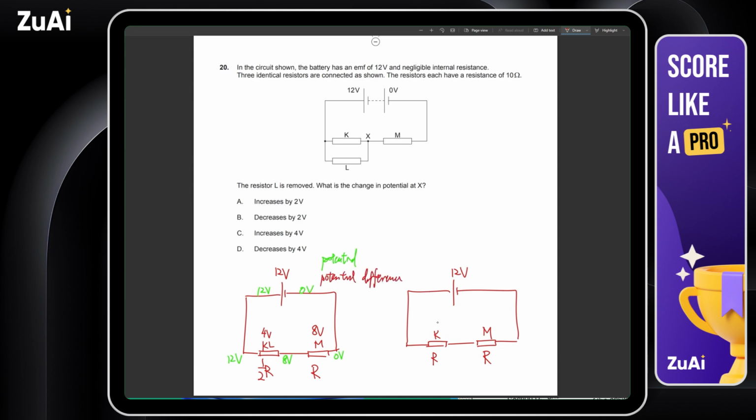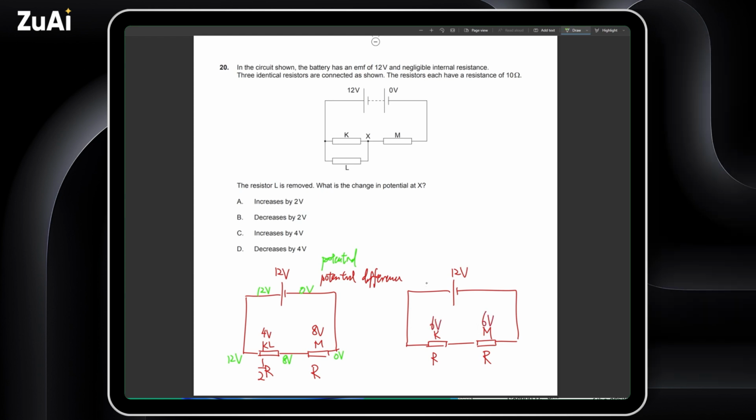The same goes for the right hand side. As these two resistors K and M are completely the same, they will share the potential difference equally, 6 volts each. The potential on the left hand side of the cell is 12 volts, on the right hand side of the cell is 0 volts. So it's dropped by 6 down to 6 volts, and then it dropped by 6 down to 0 volts. You can see that the potential at point X is reduced from 8 volts to 6 volts, so it's dropped by 2.